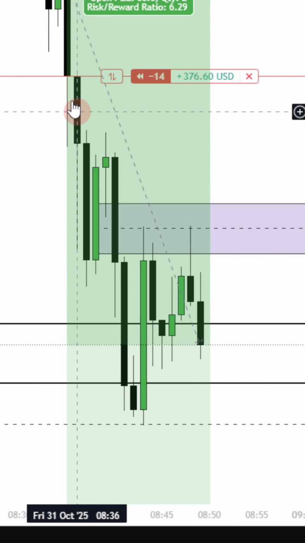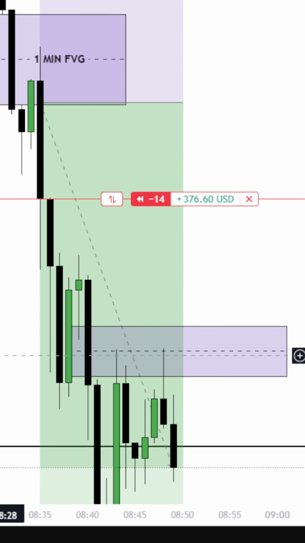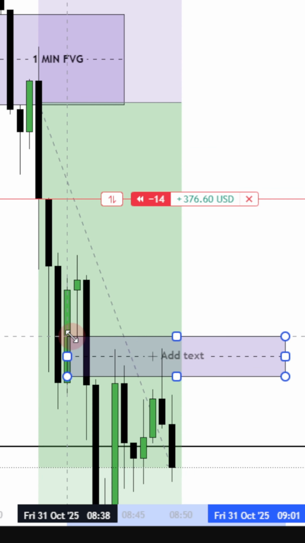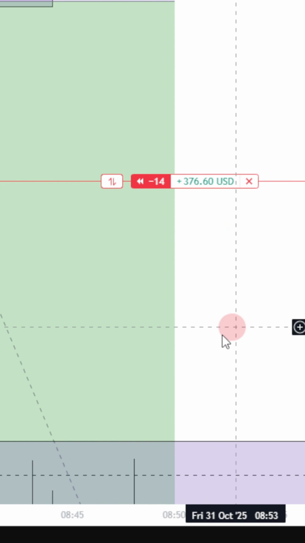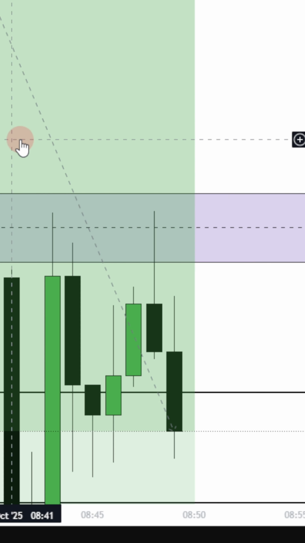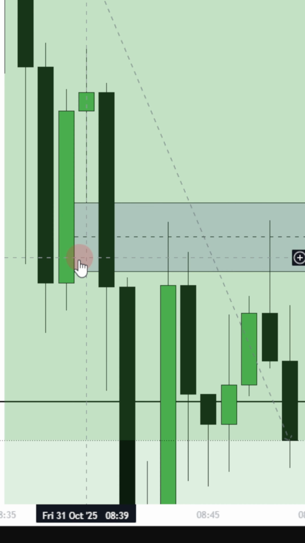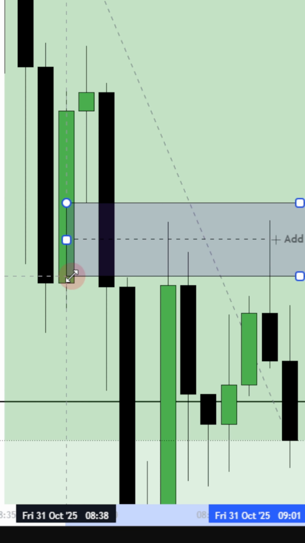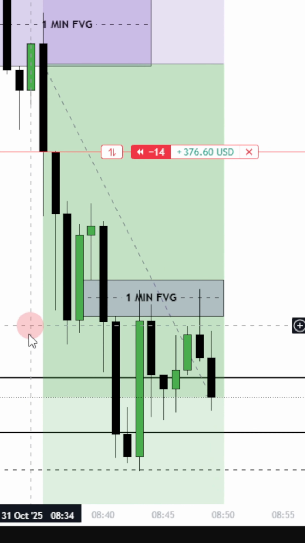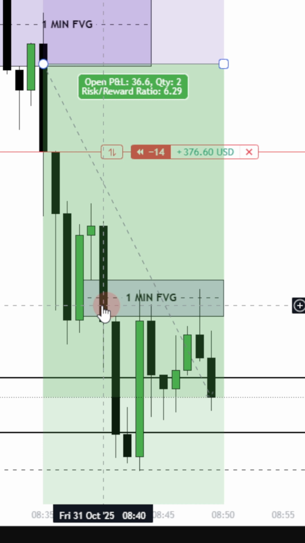Entry if you didn't make the first 1 minute fair value gap: price created another fair value gap in the 1 minute time frame. You got this one wick right here at the top. Let me zoom in. Wick right there, and then the third candle, wick right there. So that's another area to get in, at this 1 minute fair value gap that happened at 8:43, almost 9 o'clock.